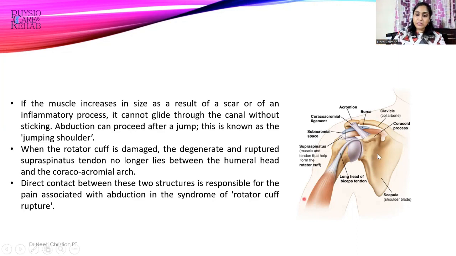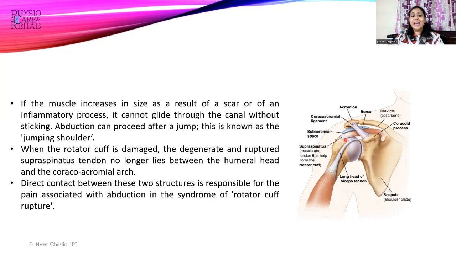So here, if the muscle increases in size, if there is any inflammation at the tendon, or any inflammation of this bursa, of course the tendons cannot glide through the canal without friction. So when you do abduction, the patient will have pain, a jump, also called a jumping shoulder.